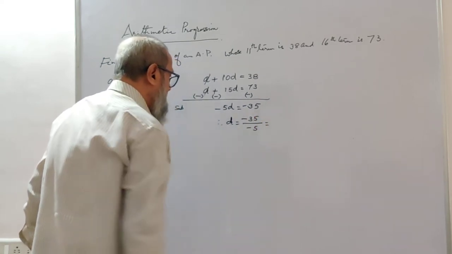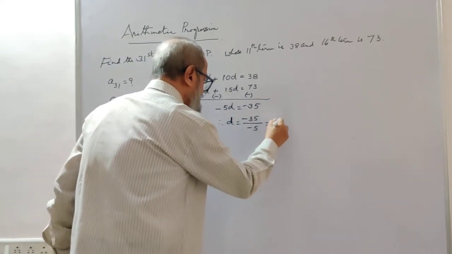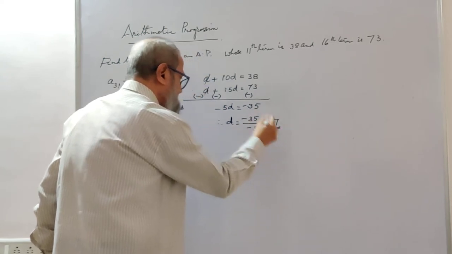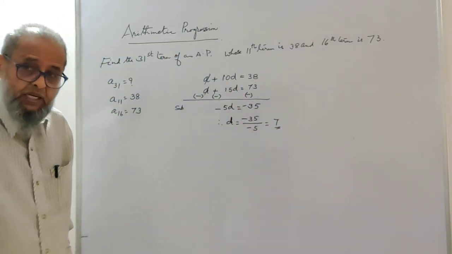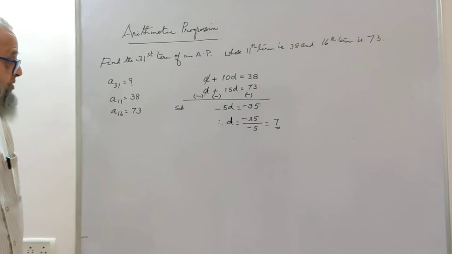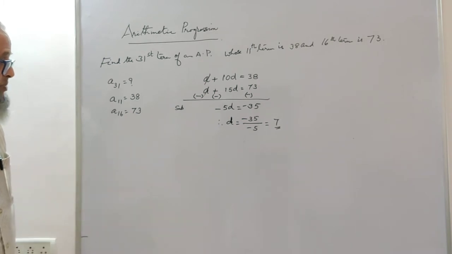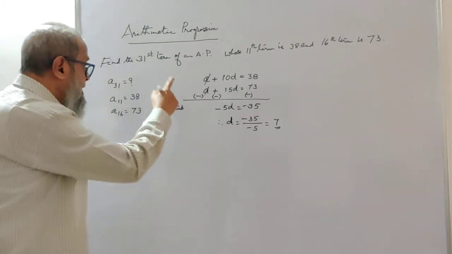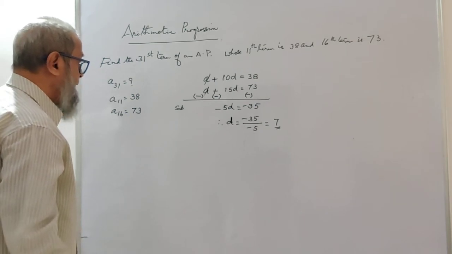That will be 5 sevens are 35. So 7 minus of minus, it becomes plus. So D will be 7. Now, next, what I have to do is, I have to get A. I have to get the first term of the AP.